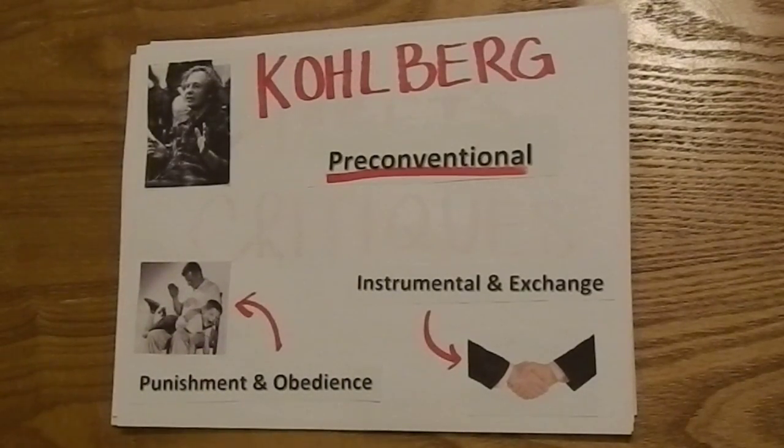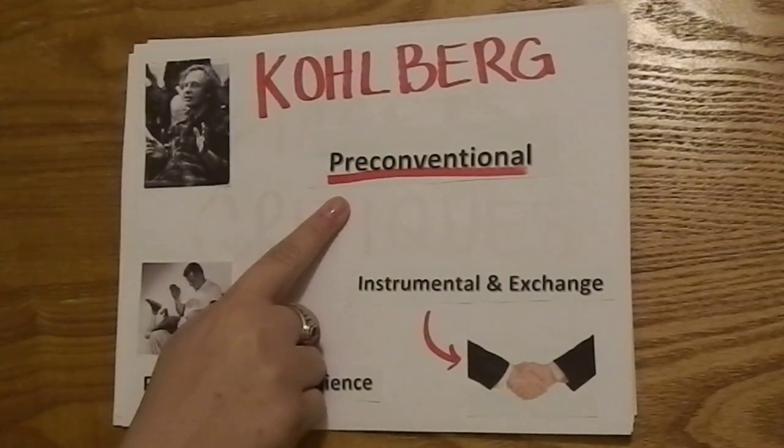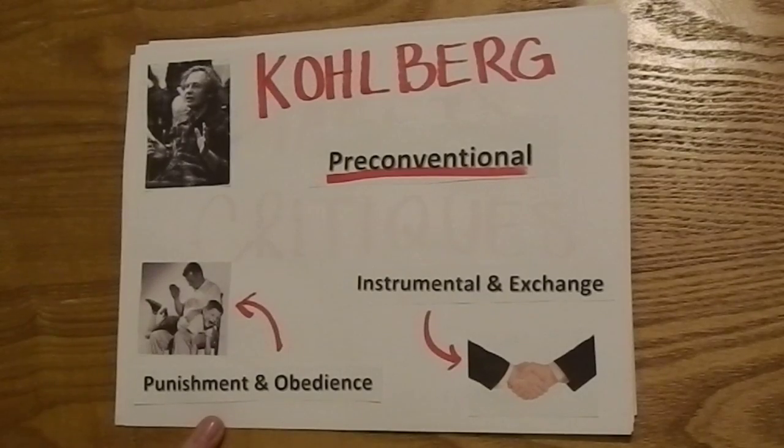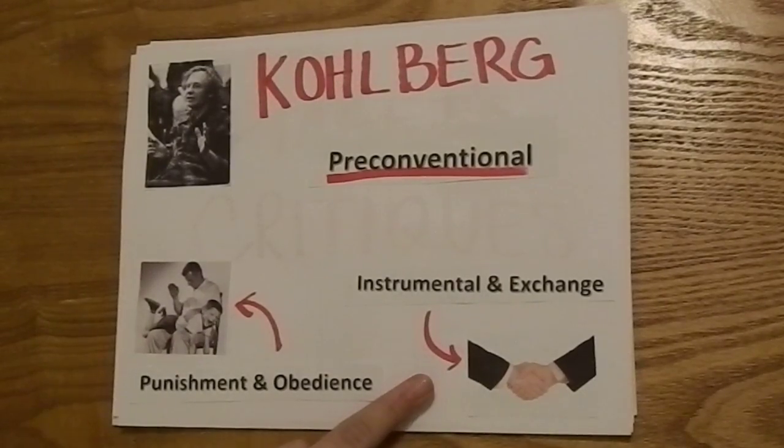Kohlberg's stages of moral reasoning have 3 levels with 2 substages each. First is the pre-conventional level. With punishment and obedience, children obey rules simply to avoid punishment. And with instrumental and exchange, a person believes that what is considered right is what benefits me the most.